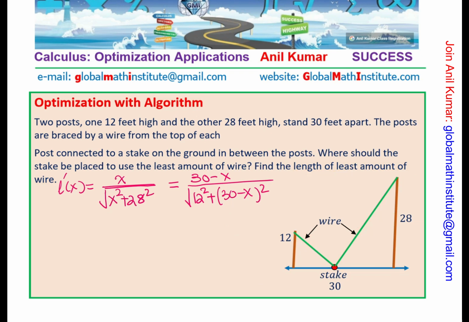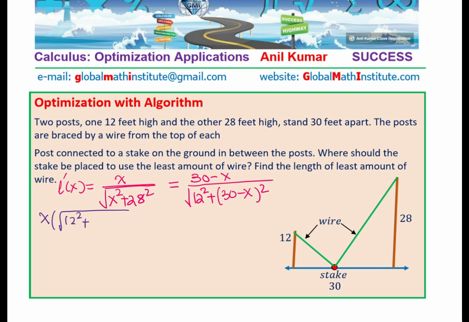Yeah, we have very limited space to work with. So now we'll just cross multiply and then solve, right? So let's do that part. So we have x times square root of 12 square plus 30 minus x whole square equals to 30 minus x whole times square root of x square plus 28 square, correct?